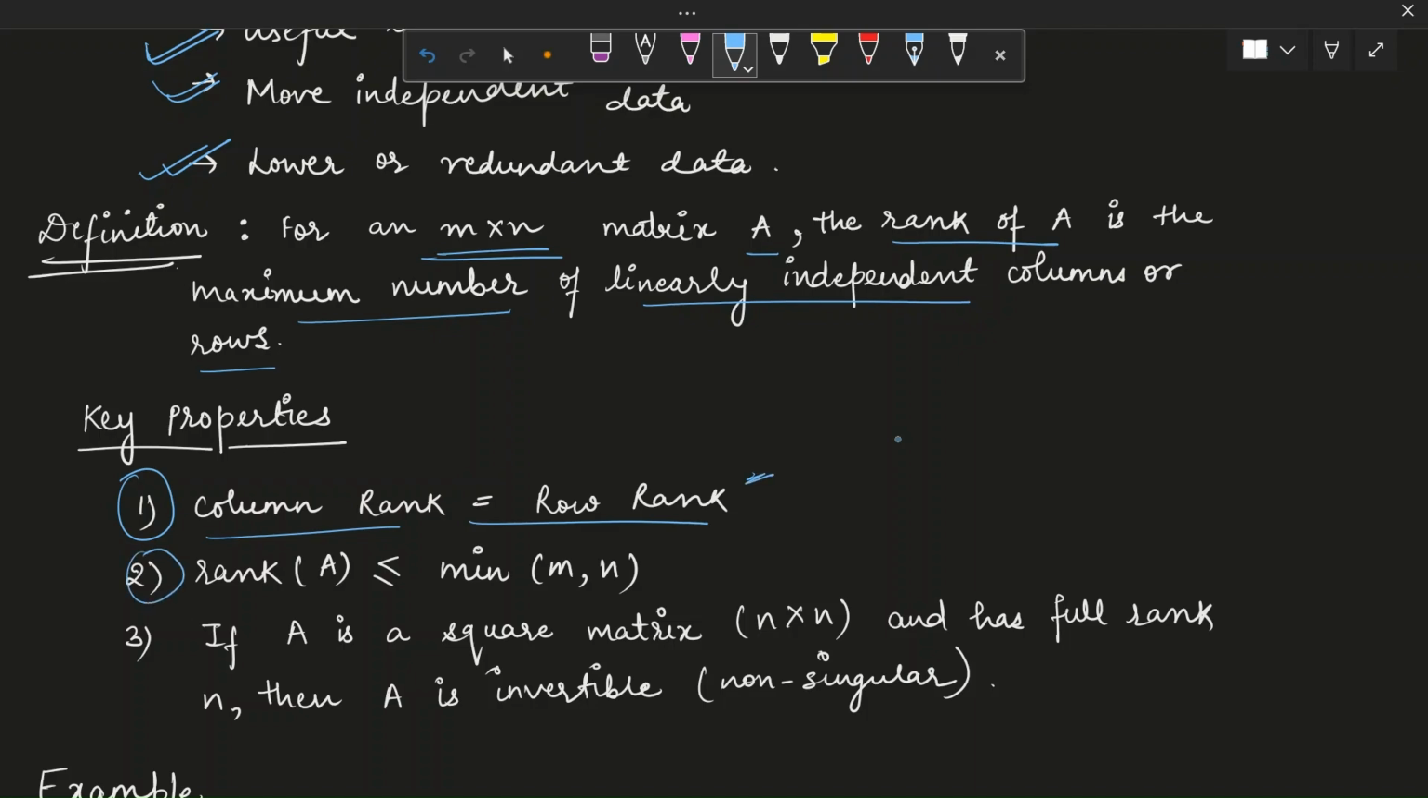The next property is rank of A is less than or equal to min(m, n), meaning the rank cannot be larger than the smaller matrix dimension. Lastly, the third property is if A is a square matrix, that is n cross n, and has full rank n, then A is invertible, that is, it is not singular.